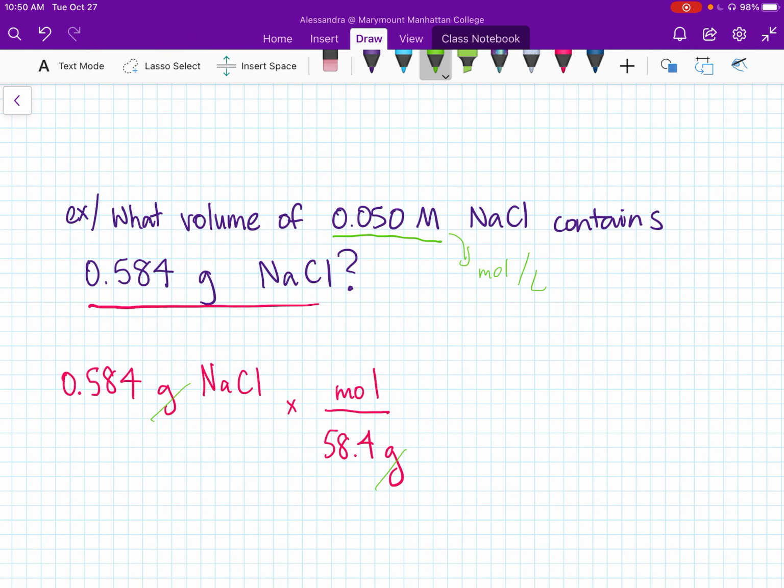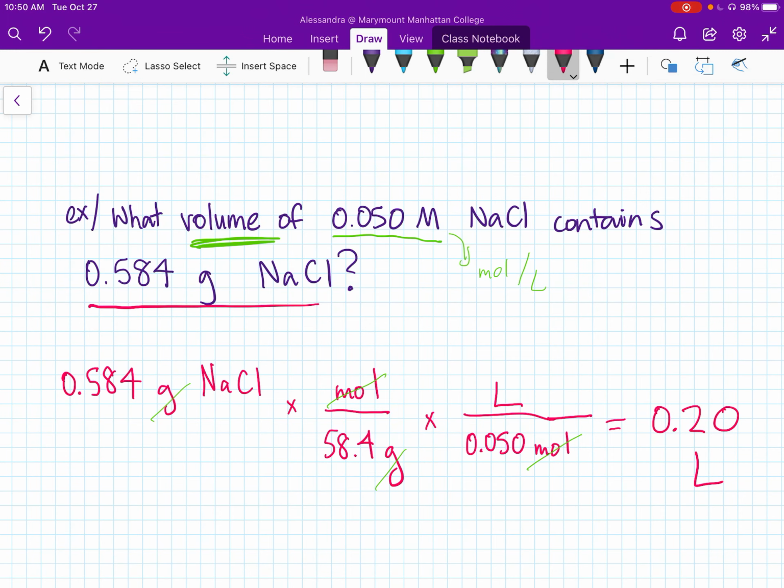That means if I take the reciprocal of the molarity, if I put the liters on top and the moles on the bottom, that's just the reciprocal of that molarity, then very conveniently, I can cancel out the moles and I'm left with liters. And liters are, of course, a unit of volume, and that's going to be exactly the quantity that I want. So this should give you an answer of around 0.20 liters of that solution.